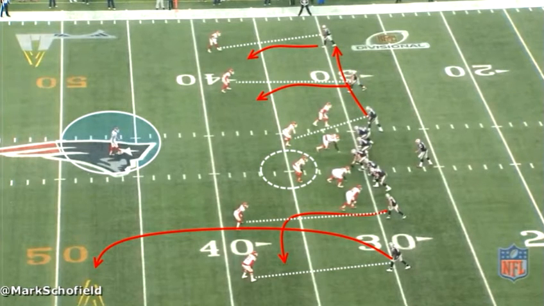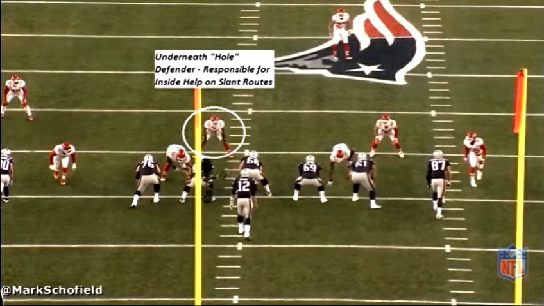And as I said at the outset, Brady is able to complete a slant route to Julian Edelman on this play. And he's able to do that by manipulating this underneath defender. Again, his job right here is to help on inside routes such as a slant route. And if you look at his alignment pre-snap, he's to Brady's left. He's lined up over the guard, over the left guard right here.